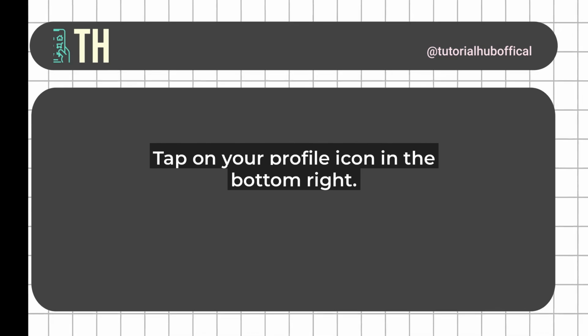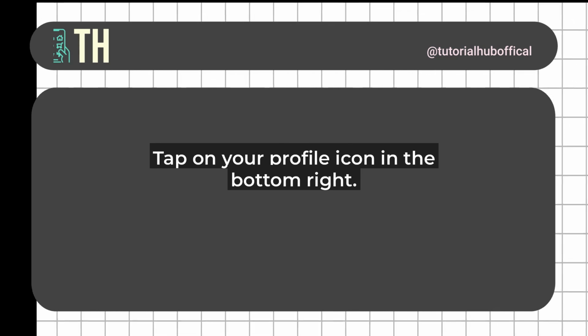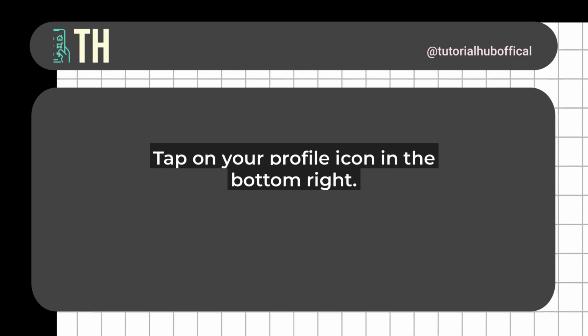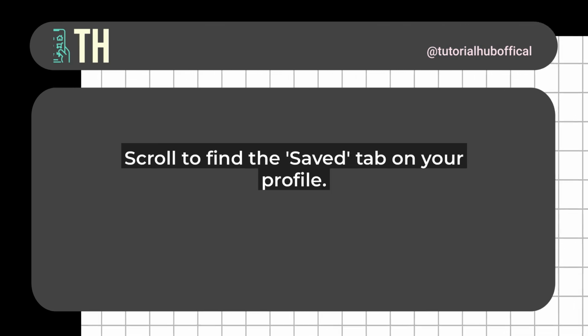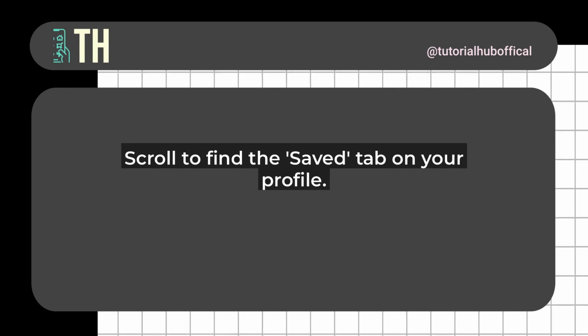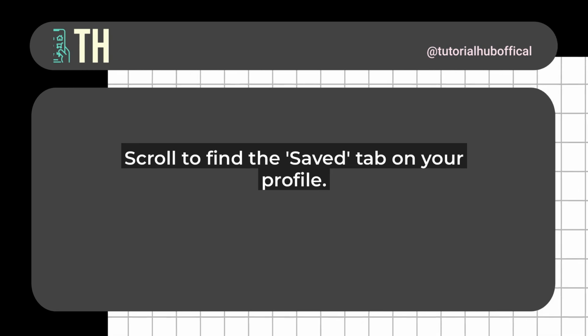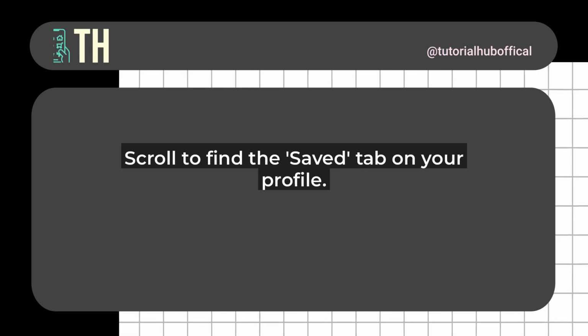First things first, make sure you have the latest version of TikTok installed on your phone. Updates can change layouts, so let's get started. Open the TikTok app and log into your account. Once you're in, tap on the profile icon in the bottom right corner. That's the one with your picture or initials.